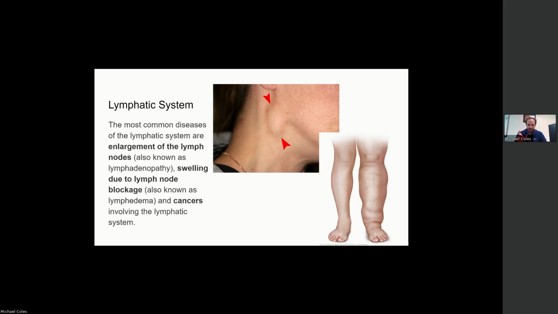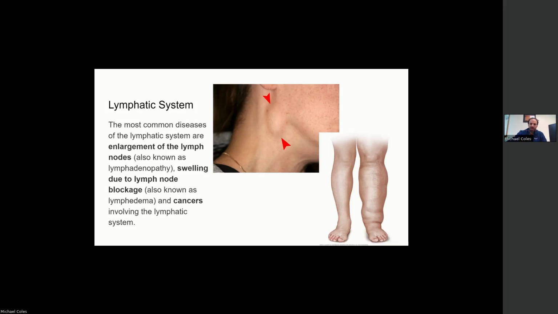When it's blocked and swollen, then it's going to be lymphedema. Edema means to swell. This could be benign, but it also could be cancerous as well. So if it gets too large, then they might take a look at it and see if it is some sort of cancer or is it just the body fighting itself?